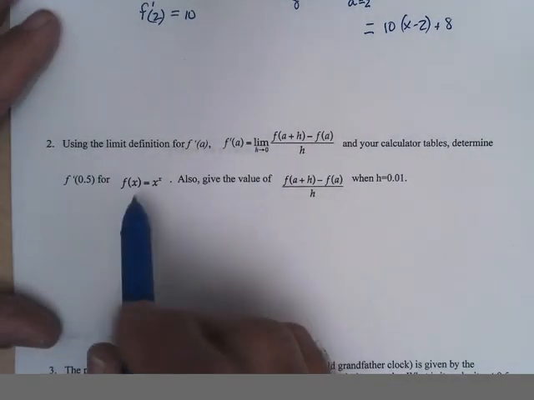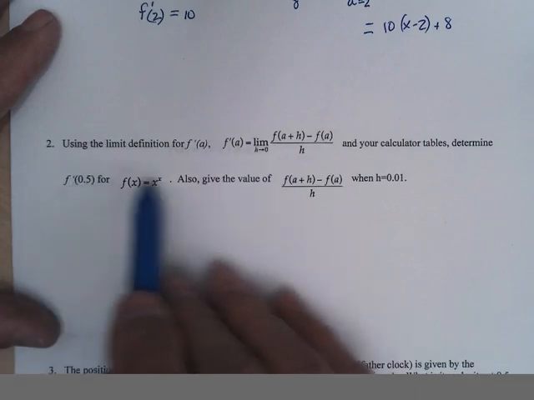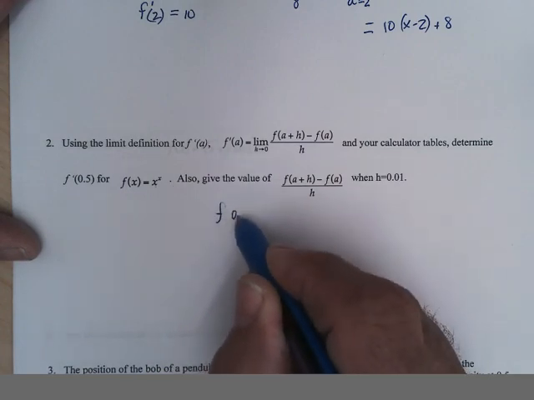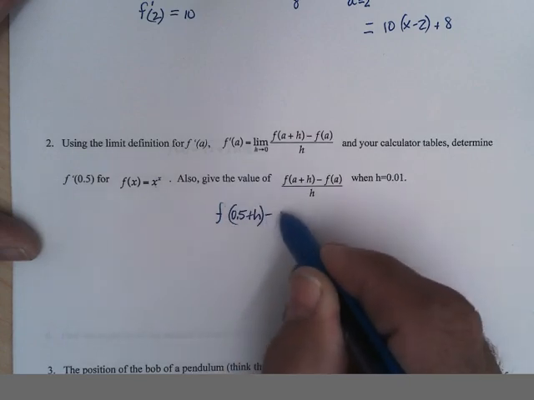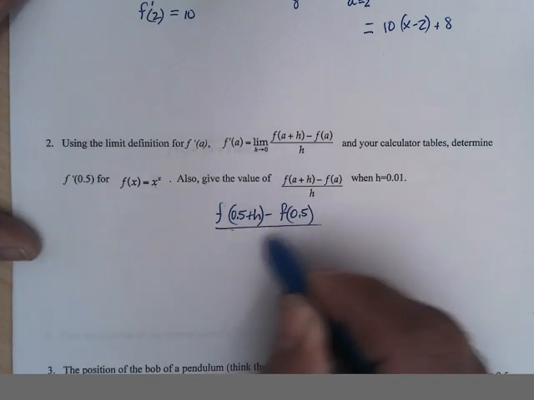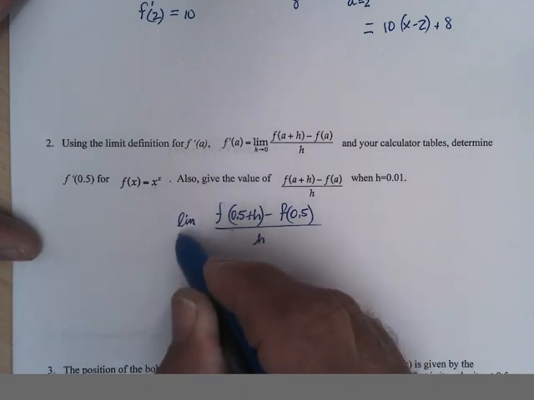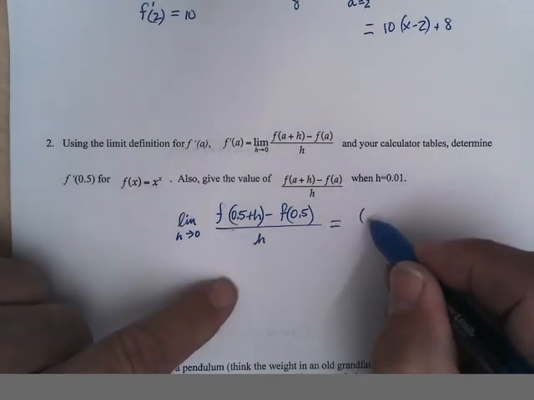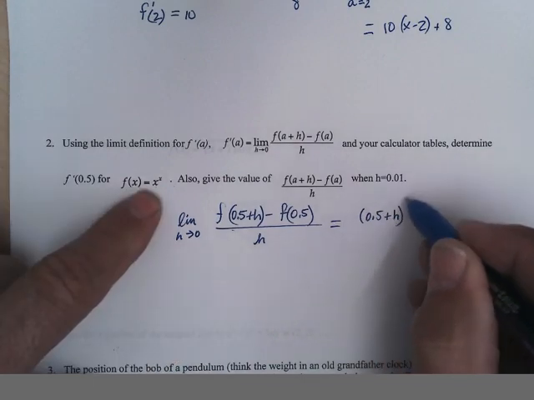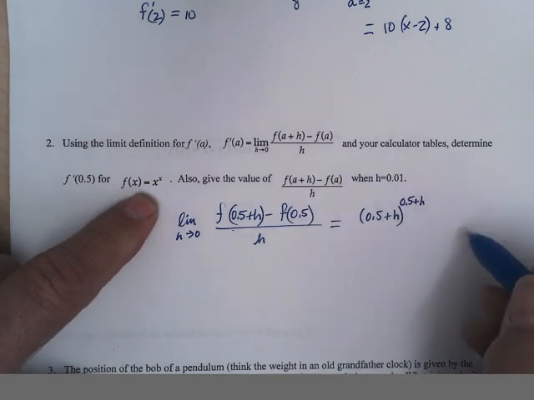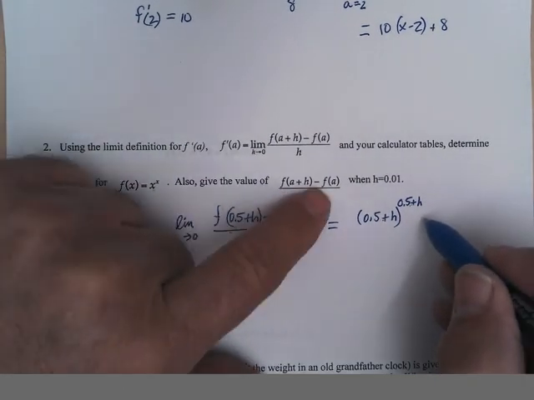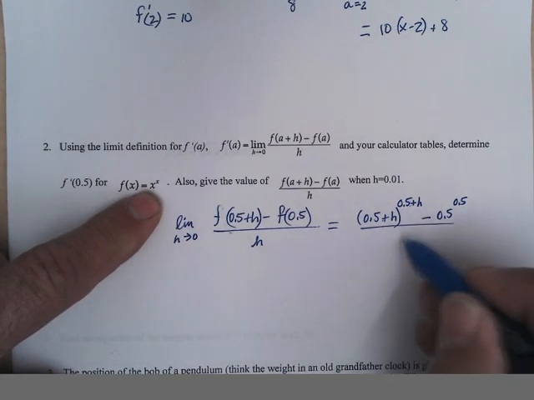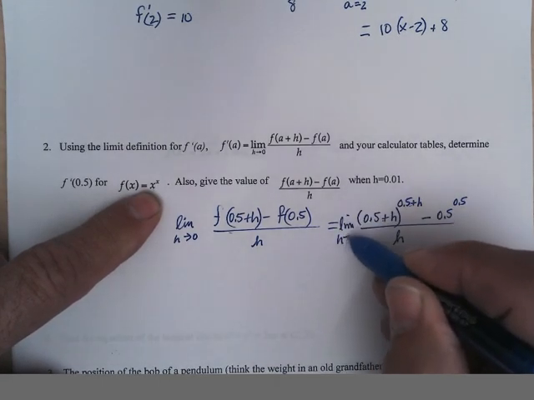Use the limit definition in your calculator to determine f prime of 0.5 for this. So we're going to do f of 0.5 plus h minus f of 0.5 over h as h approaches 0. We've got to find that limit. So we have 0.5 plus h to the 0.5 plus h, x to the x, minus it at 0.5 to the 0.5, so that's the square root of a half, over h, and we've got to find the limit as h approaches 0.